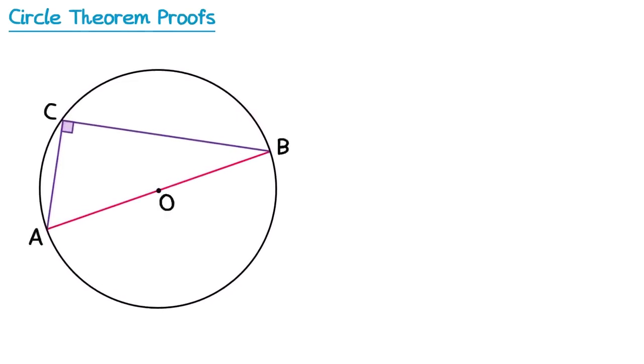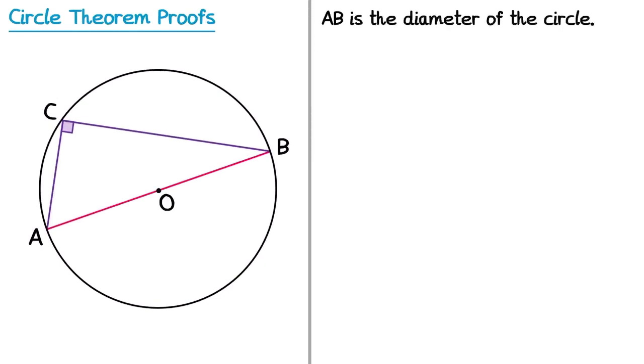So in an exam question, it could be worded as follows. AB is the diameter of the circle, that tells us it's a semicircle, and it says prove that angle ACB is 90 degrees. Many of the circle theorems in this video can actually be proved in many different ways. I'm going to go through just one proof for each of the theorems in this video. So if you see a different proof elsewhere, it may also be valid.